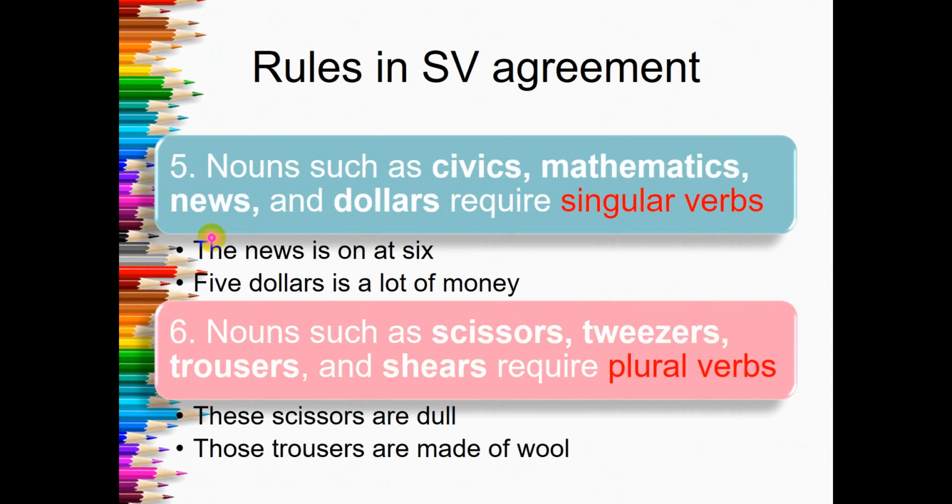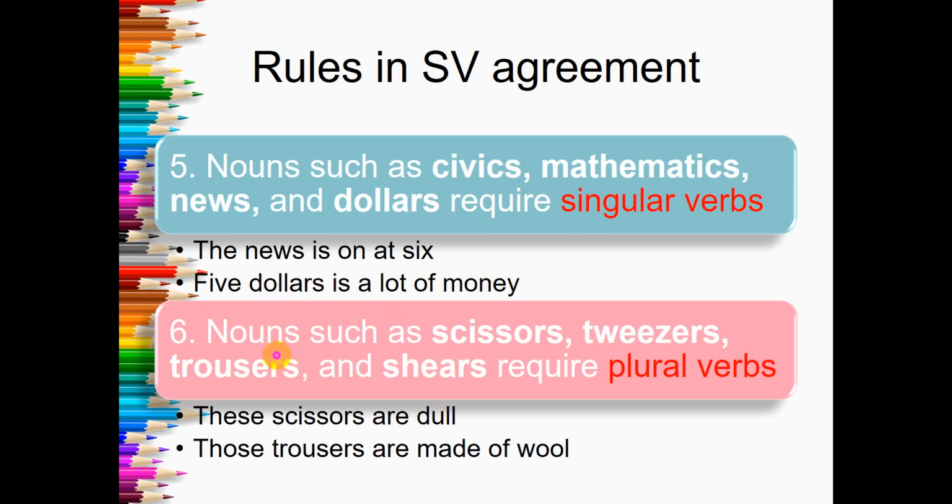Rule number 5. Pay attention to some nouns like civics, mathematics, news, or dollars. These nouns are considered singular, so they require singular verb. The news is on at 6. Even though the word news ends with s, it's actually singular. $5. Don't get distracted with the word 5. Remember, all money is considered singular, no matter the amount. So $5 is a lot of money.